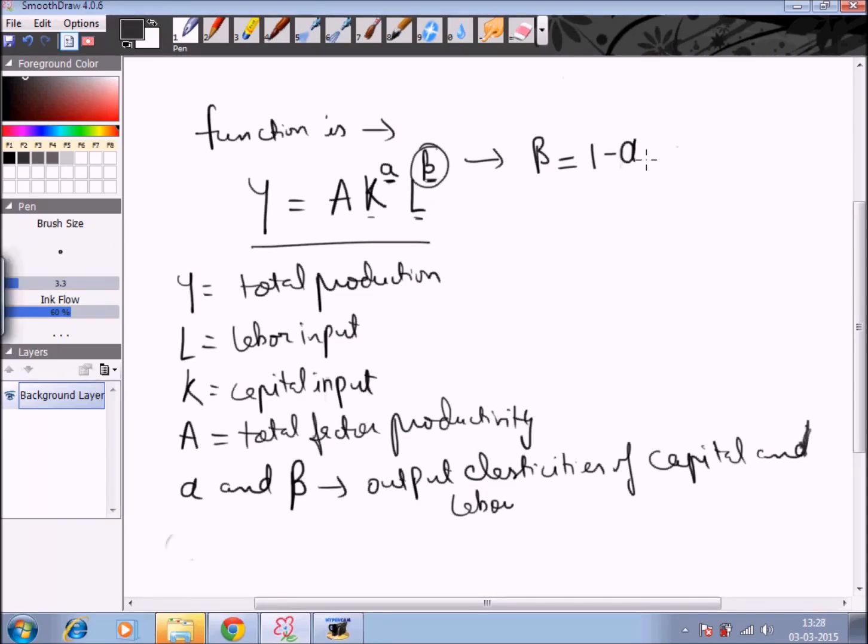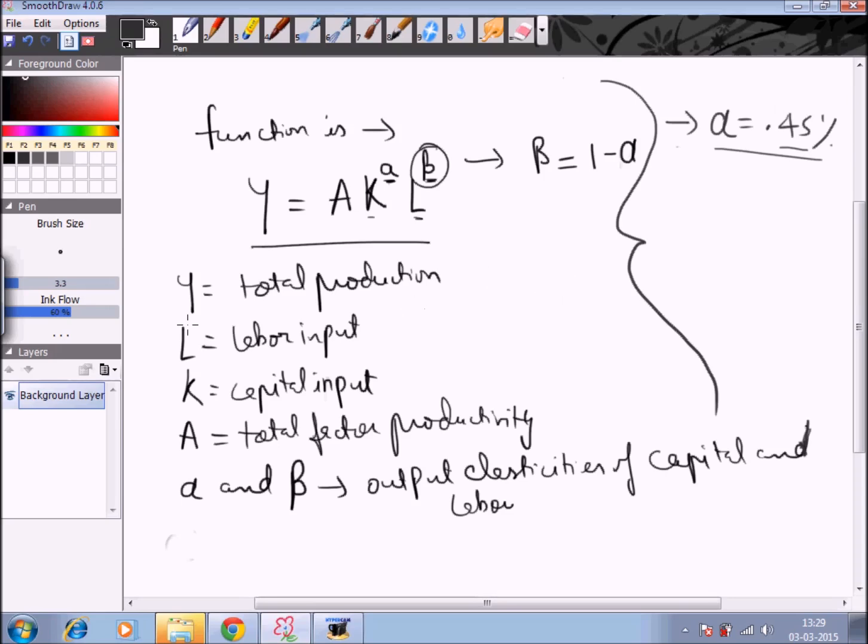Now let's see what is its practical implication. Now suppose that alpha is equal to 0.45. Now this means that if I increase the capital by 1%, the total output will increase by 0.45%. So this is how we measure the responsiveness of output to the change in the levels of either labor or capital.